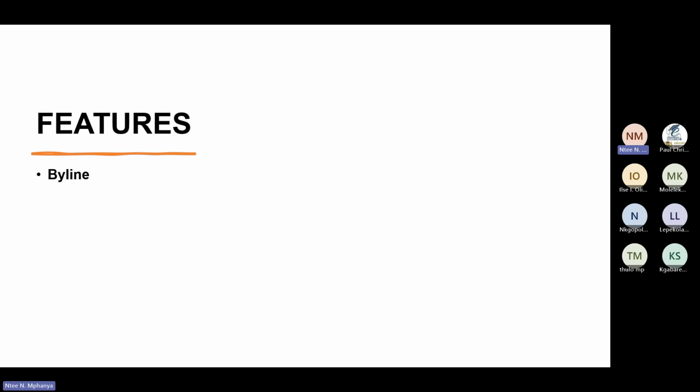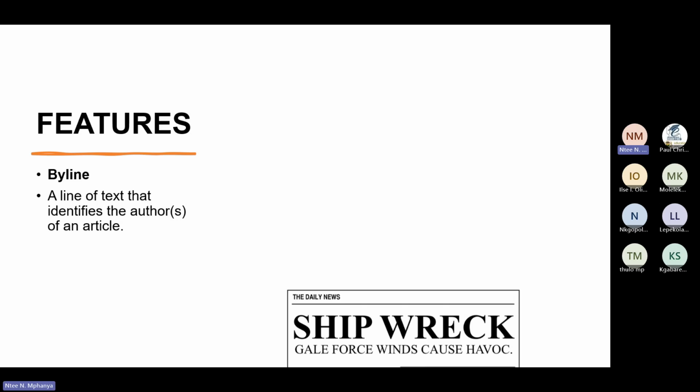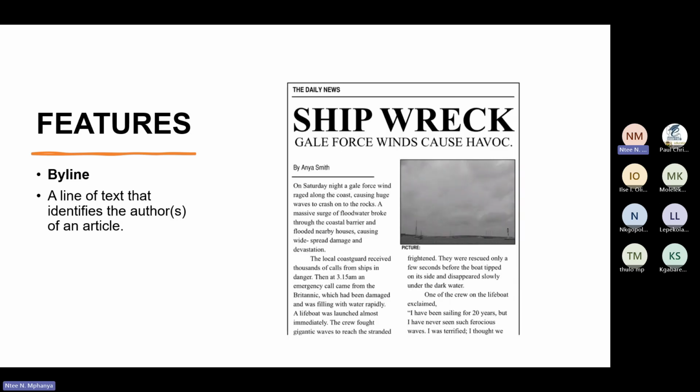Another feature is a byline. What is a byline? It's a line of the text that identifies the author or authors of an article. Another example from the same newspaper article. Can you see the name of the author there? Yes, you can see it. It is written by Anya Smith. So that is a byline. When you choose to write a newspaper report or article, you need to include a name. Look at where it's supposed to be, right underneath or beneath the headlines.